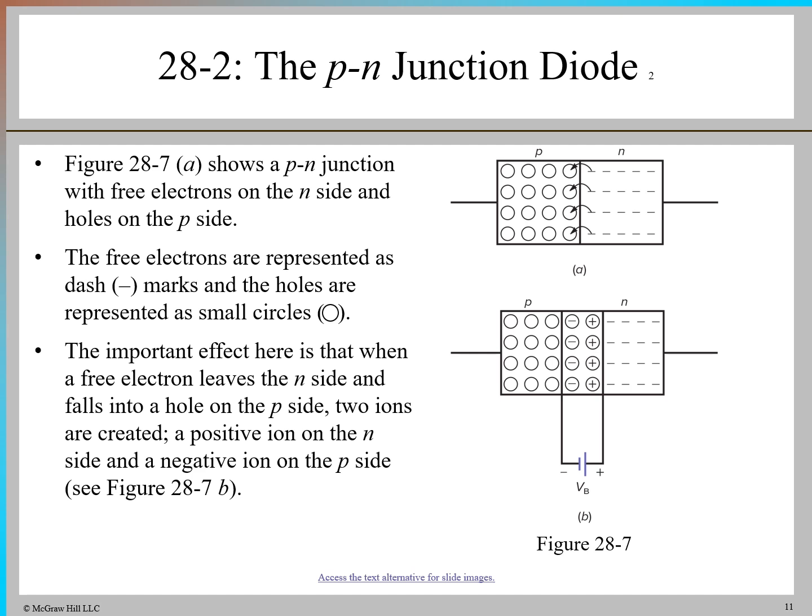When a p-n junction is formed, free electrons from the n side diffuse across the junction to the p side, where they recombine with holes. This process creates positive ions on the n side and negative ions on the p side, forming a region known as the depletion zone. In this zone, all free charge carriers are removed, and the fixed ions create a barrier potential, or V sub B, preventing further electron flow.